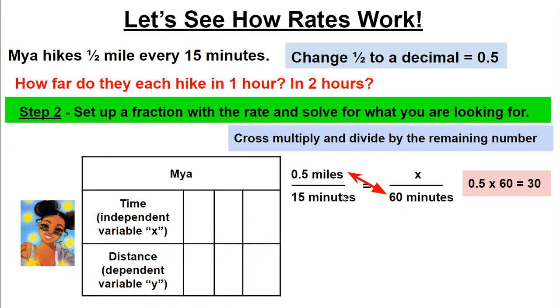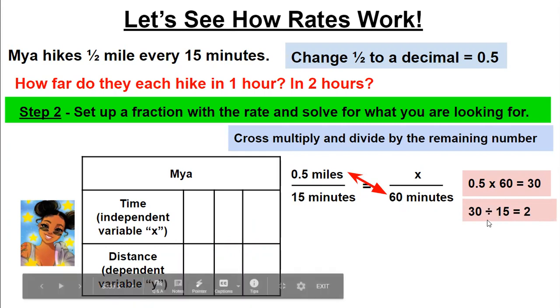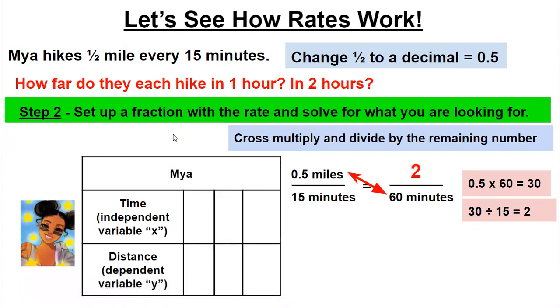Then the second part is to divide by the number I haven't used yet. So I cross multiplied these two, and I have yet to use the 15. So now I'm going to divide my 30, the answer I just got when multiplying, by 15. So 30 divided by 15, you can do that with your calculator, or you could do it with your pencil if you wanted. That will give you 2. So that is my answer. So Maya will hike 2 miles in 1 hour or 60 minutes.